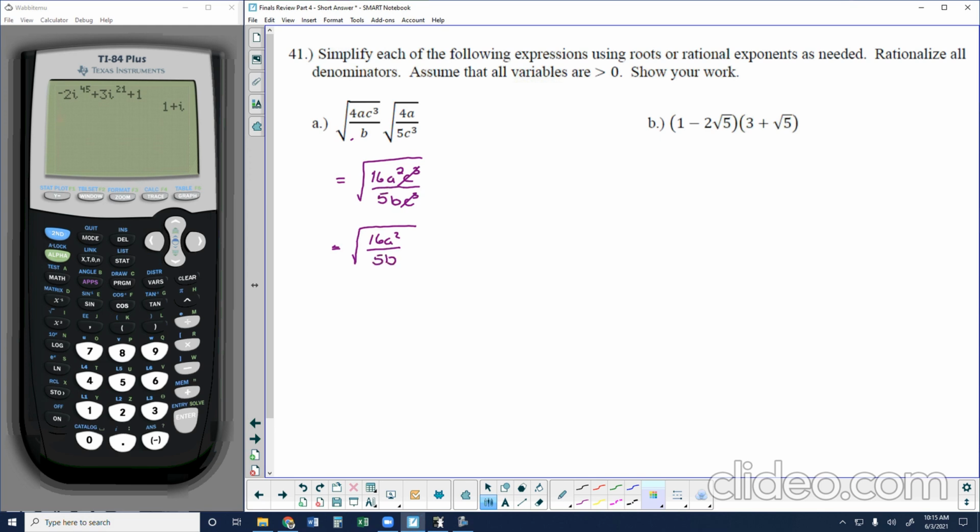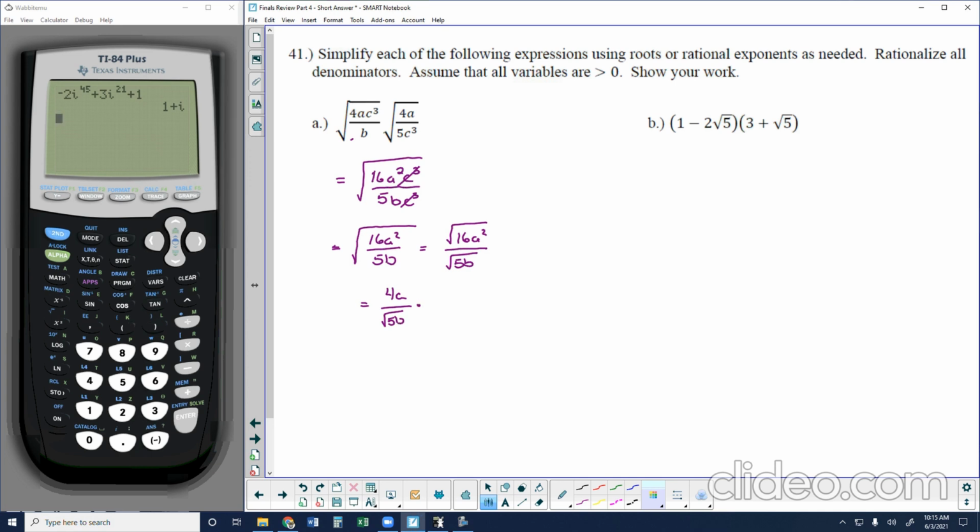Remember, with roots, this would be the same as square rooting the numerator and square rooting the denominator. If I square root the numerator, that becomes 4a. So the root of 16 is 4. The root of a squared is a. And this is over root 5b.